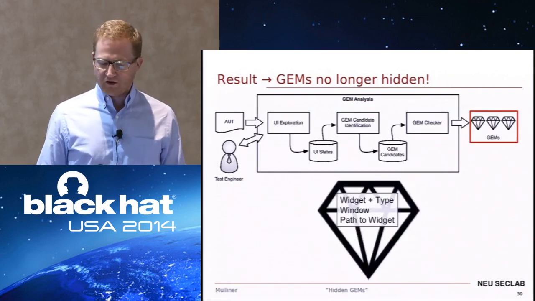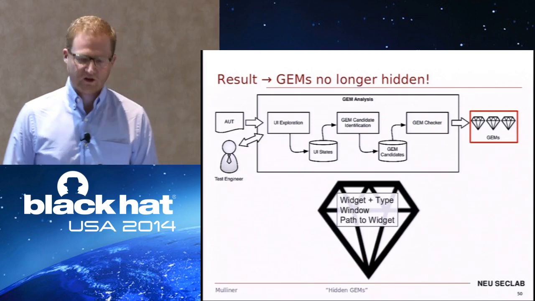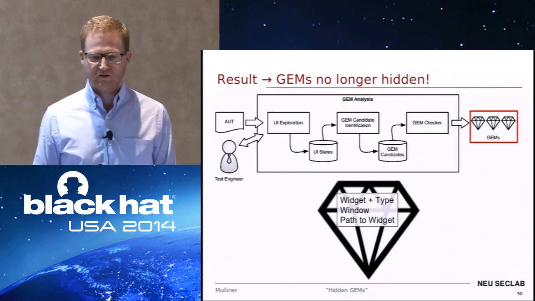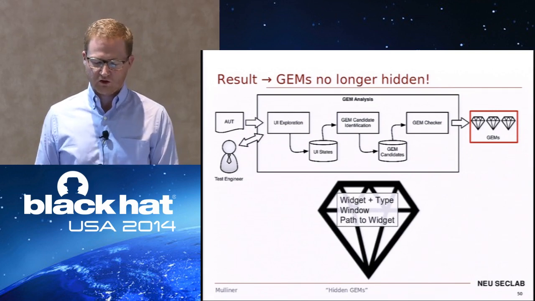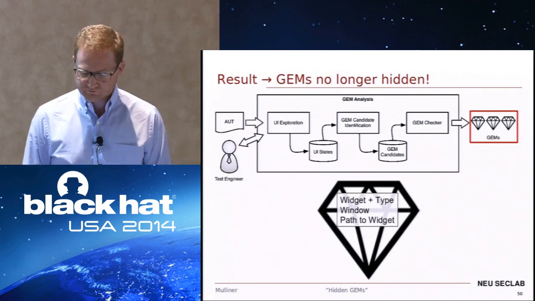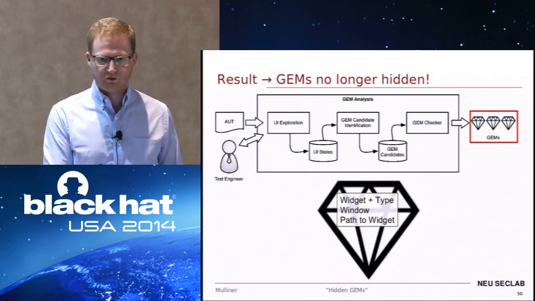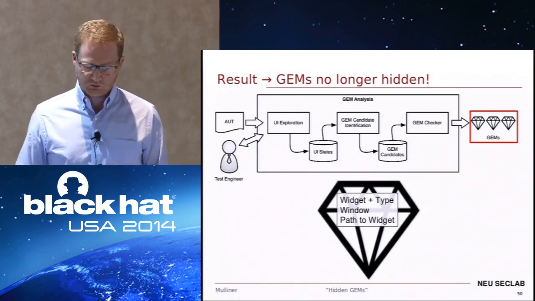So as a result, we no longer have hidden gems, but we have a list of gems, which is basically a widget type, the window, and the path how to get to it. And with this list of gems, you can then go to the application and exploit it.